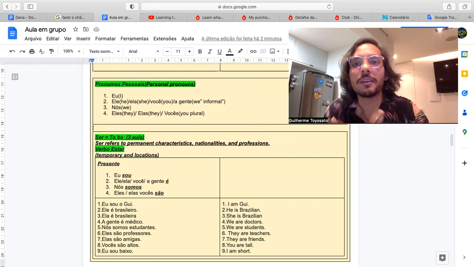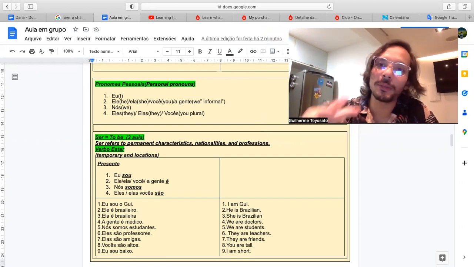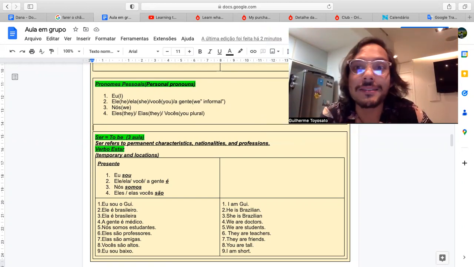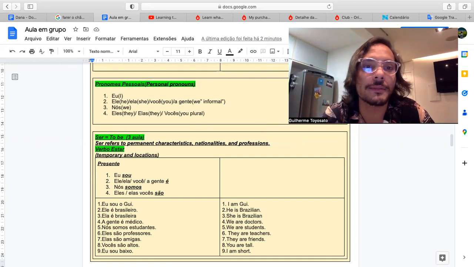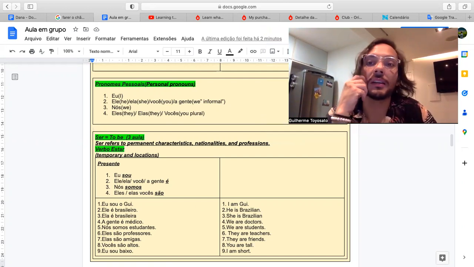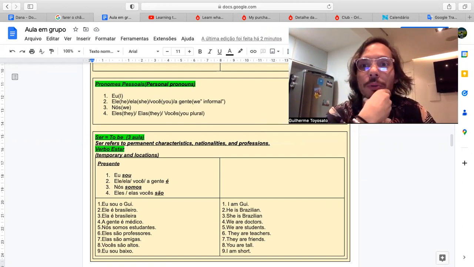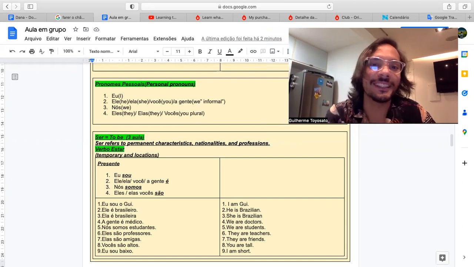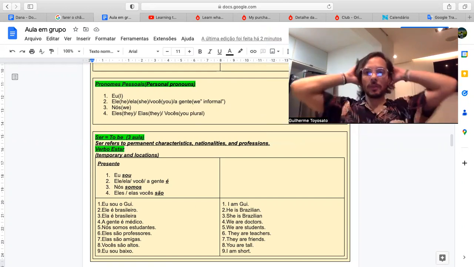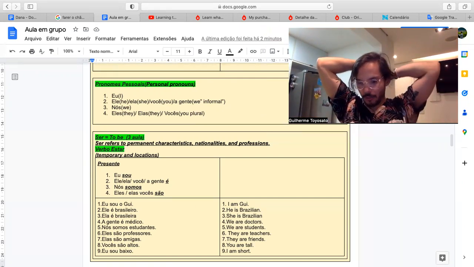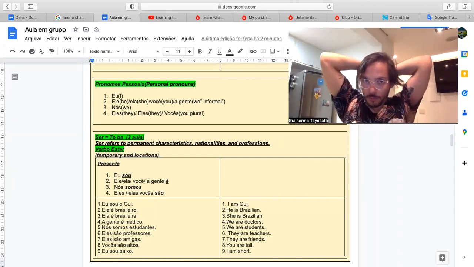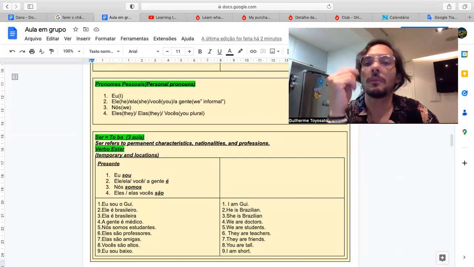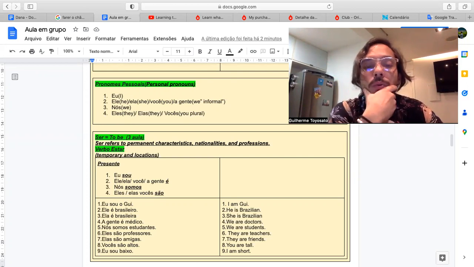So today we see class number three. I hope you guys are fine, okay? And you had an incredible day, because I did. So what will we see today? You'll see the verb to be in the present tense in Portuguese.